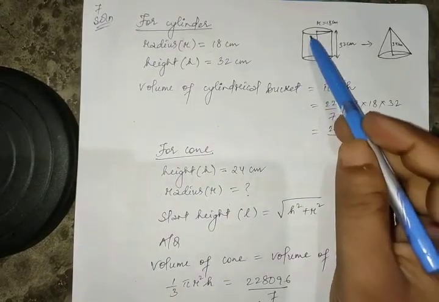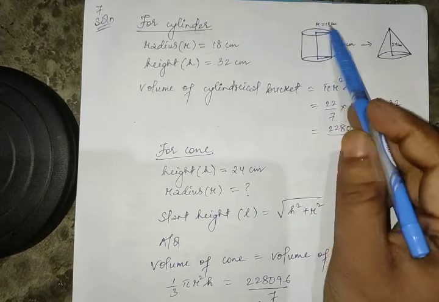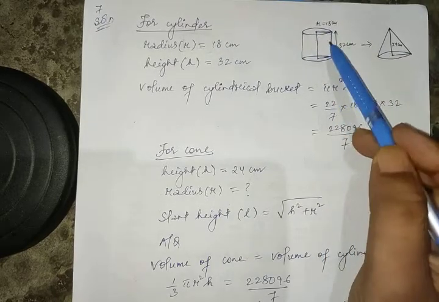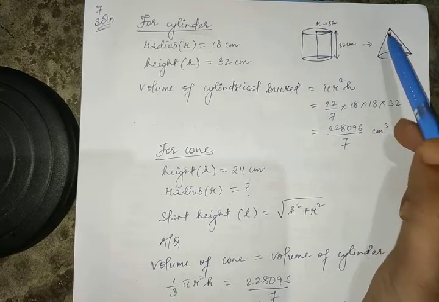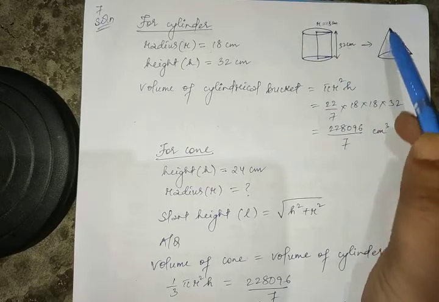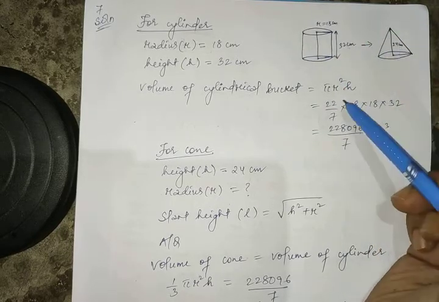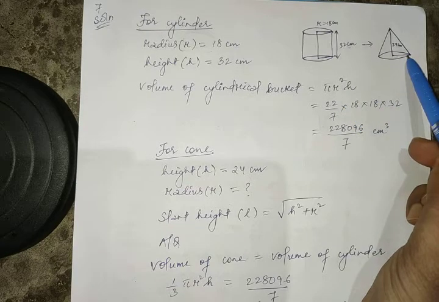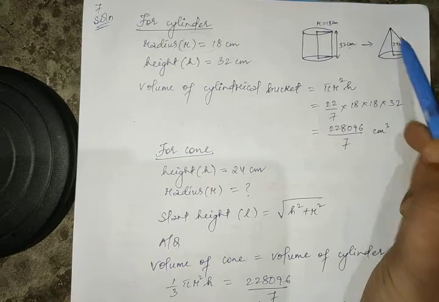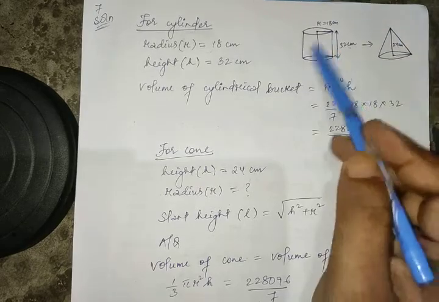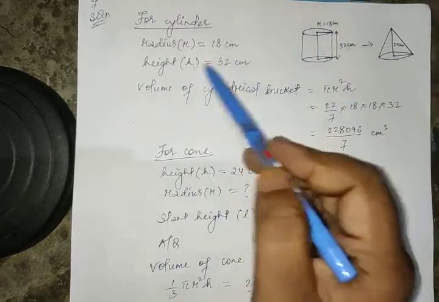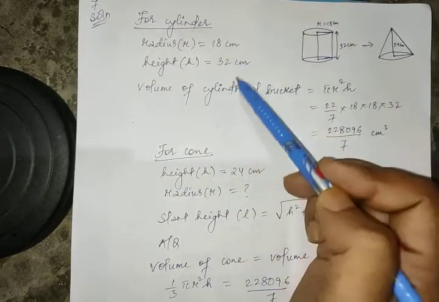So here, as you can see in the figure, we have a cylindrical bucket whose radius is 18 centimeter and height is 32 centimeter. So it is full of sand. Now when it is emptied on the ground, a conical heap of sand is formed, whose height is given, 24 centimeter. So we have to find the radius of the cone and then the slant height. So first of all, let us write for the cylindrical bucket. For cylinder, radius is 18 centimeter and height is 32 centimeter. So let us find the volume.